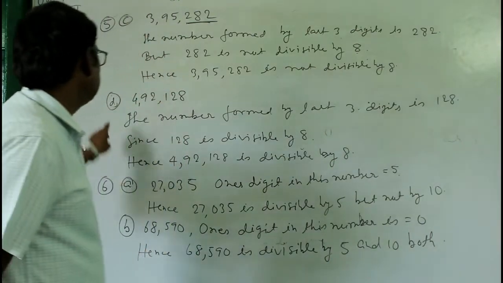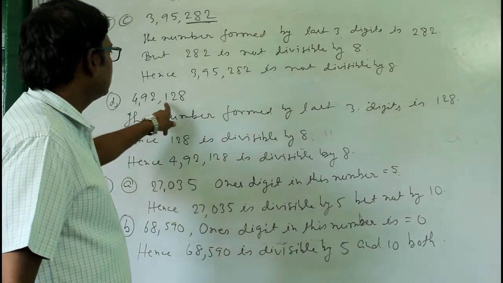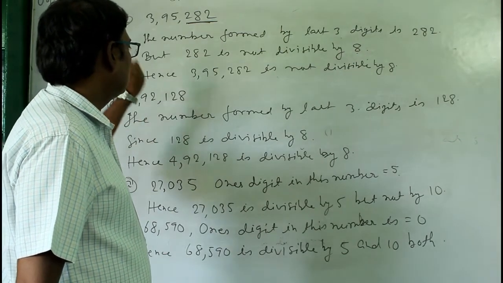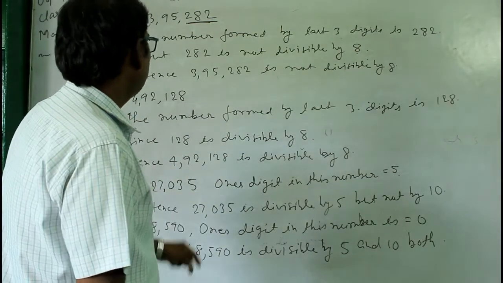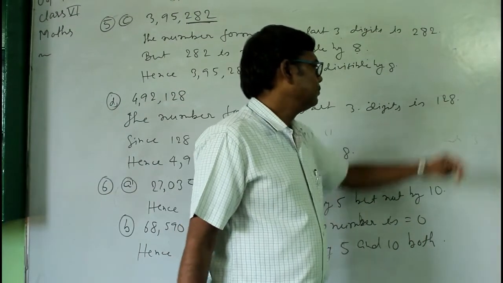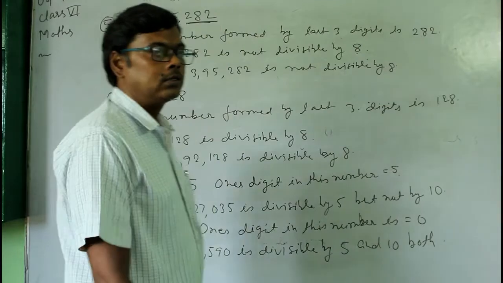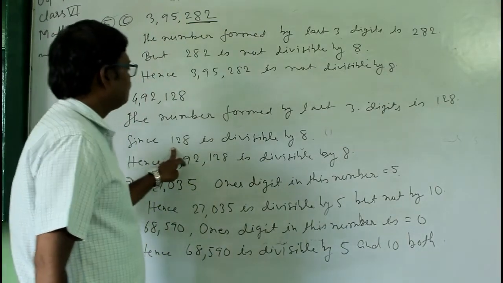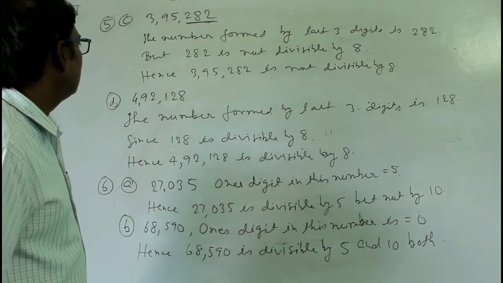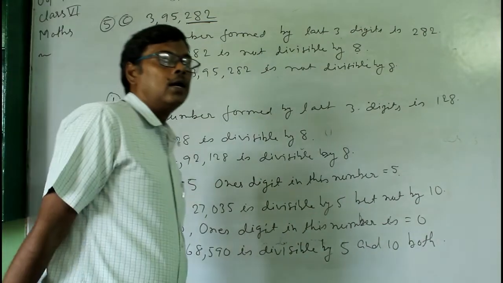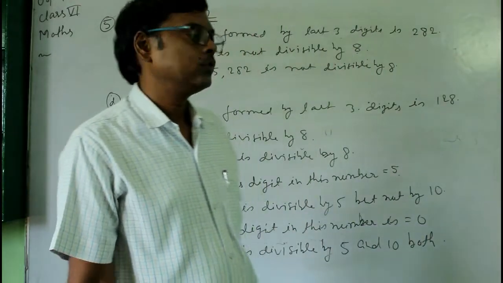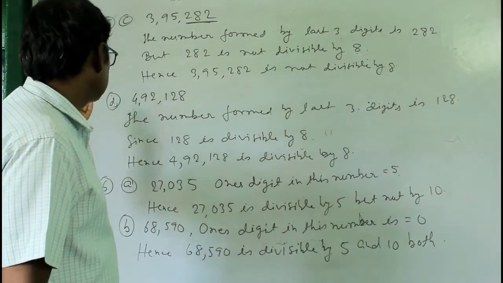Question number B I also did, and here observe the last 3 digits, that is 1, 2, 8, and the number formed by these 3 digits is 128, and 128 is divisible by 8, and therefore this number, 4,92,128, is divisible by 8. Okay, and the next question is number 6.